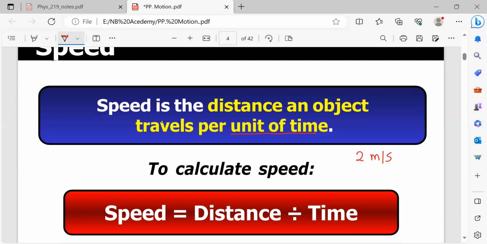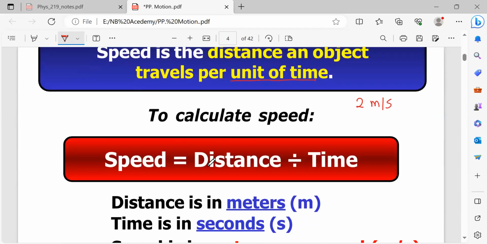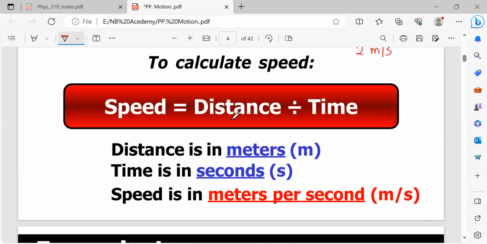Okay, so how to calculate the speed of the object? Speed equals distance over time, the total distance covered over the time taken by the body to cover this distance. Here we have the units. Distance is in meters, time is in seconds, so the unit of speed is meter per second.